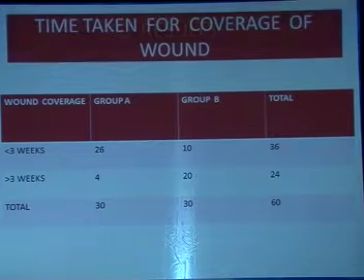Coming to the results, the main variables were wound coverage, healing time, and hospital stay, at 3 weeks, 6 weeks, and 1 month. Wound coverage was considered as less than 3 weeks and more than 3 weeks. As you can see, in group A, the VAC group, 26 patients attained wound coverage within less than 3 weeks, whereas in the sterile dressing group, 20 patients took more than 3 weeks.